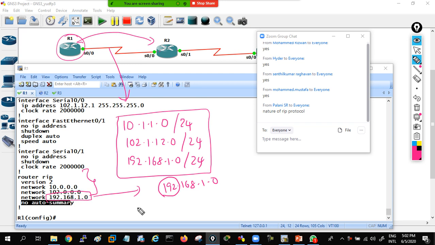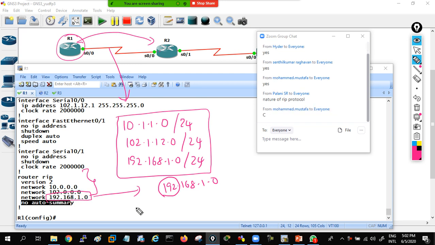Which class is 192? The whole 192 network belongs to class C. No, try to understand, sir. 192 belongs to class C, correct? Yes, class C, not class A. It's a class C, right? Oh yes, class C, yes.